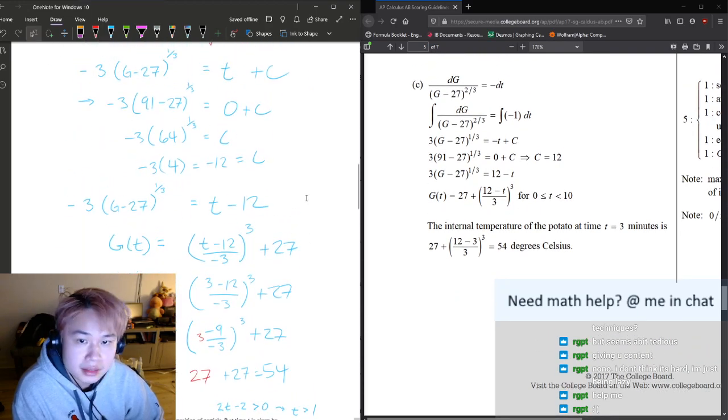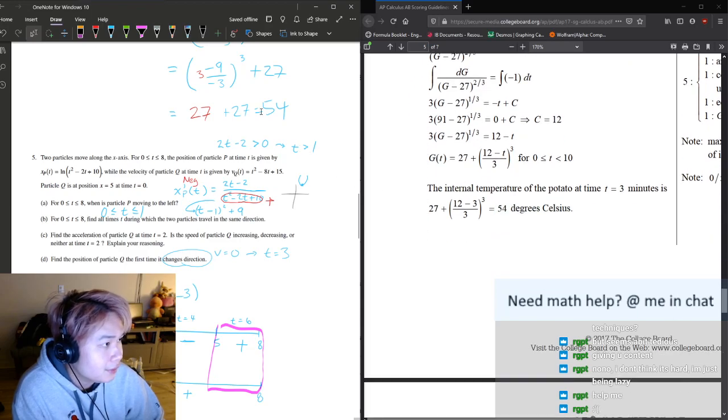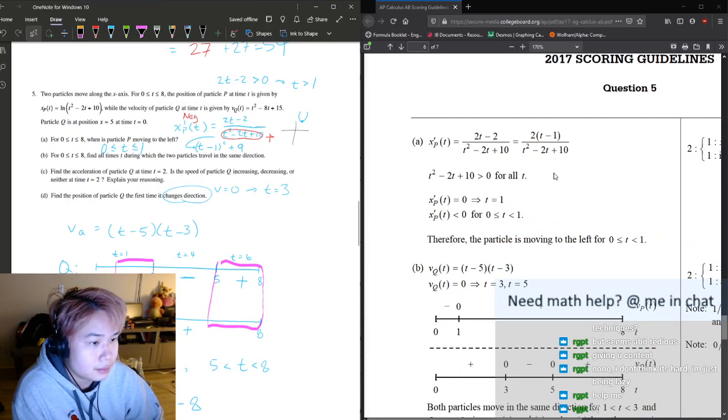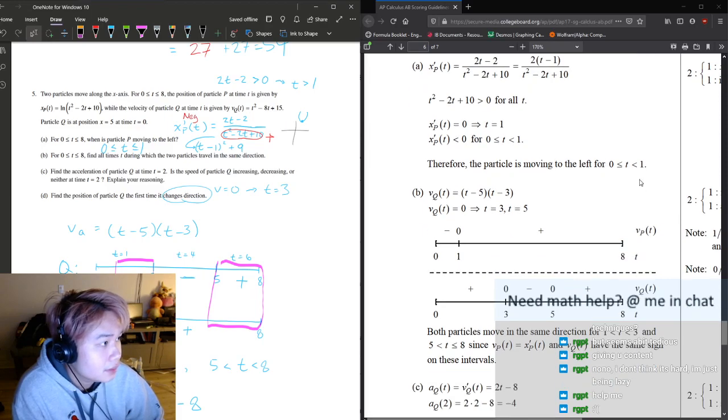And then internal temperature 54. I have 54, so that's good. So our boss said, okay, we need more than 100,000 for down payment for the pharmacy. Moving left between 0 and 1. That's what I have here.